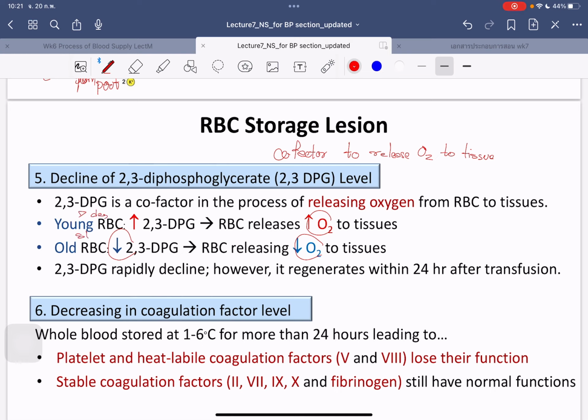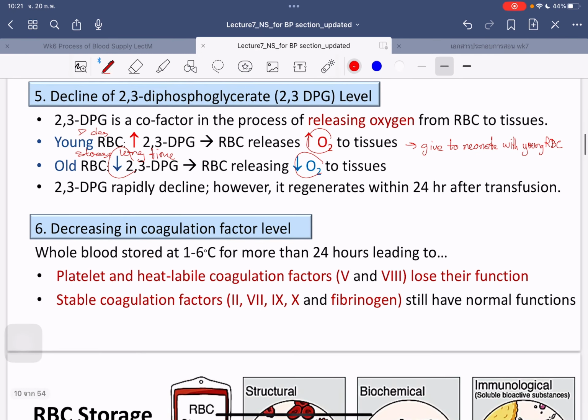So when we see this, for young red blood cells, we usually give them to neonates because they require more oxygen to diffuse into the tissue. And I hope you remember that if you transfuse a neonate or a fetus, I recommend you transfuse with young red blood cells. This molecule declines rapidly within 24 hours, and then it is restored again.